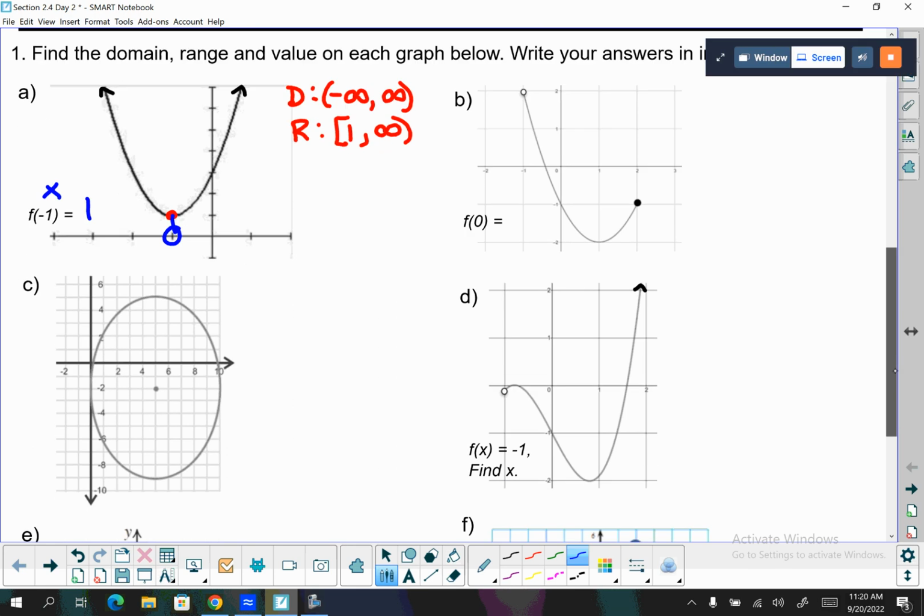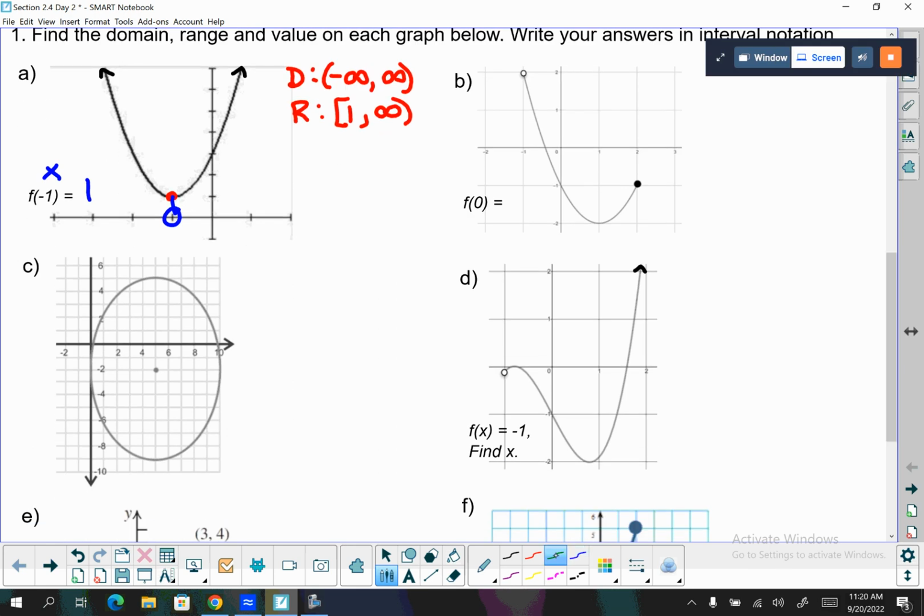Okay, let's look at letter B. We'll do a couple more together. Domain. Left and right. How far to the left does this graph go? Not infinite this time. We don't have arrows. Arrows are going to be your clue to infinite. To -1, and would I use a parentheses or a bracket, do you think? It's going to be a parentheses at -1 because of that open circle. Remember, see an open circle, it's a parentheses. And then how far to the right does this graph go? 2, will 2 be a bracket or a parentheses? Bracket.